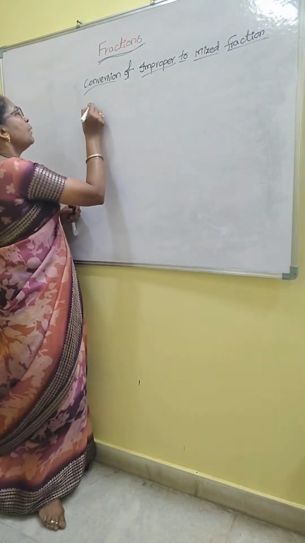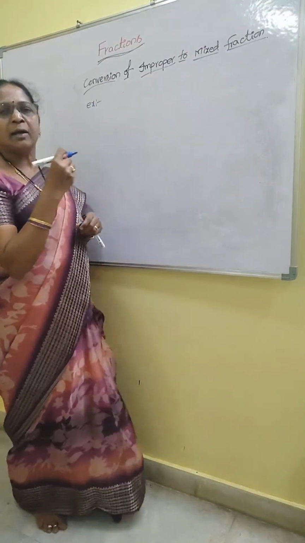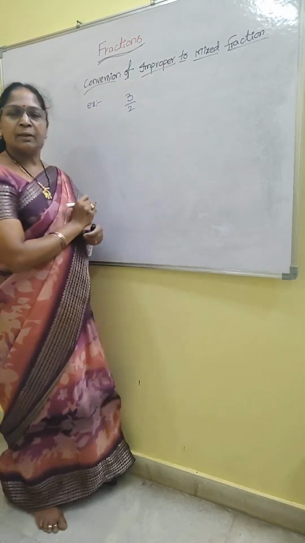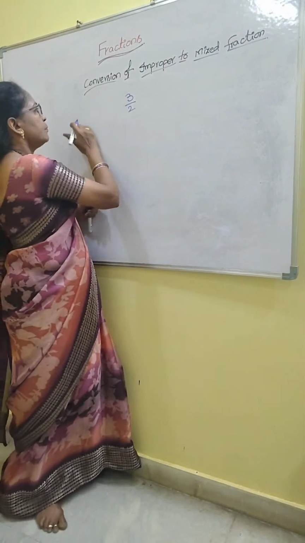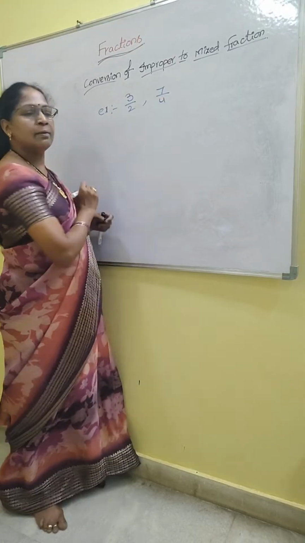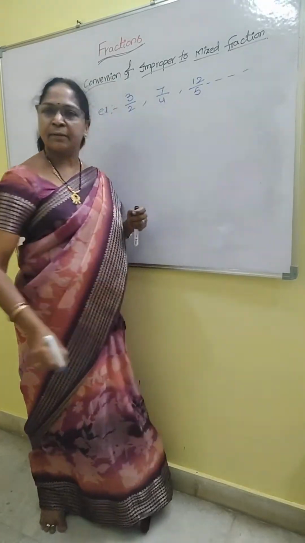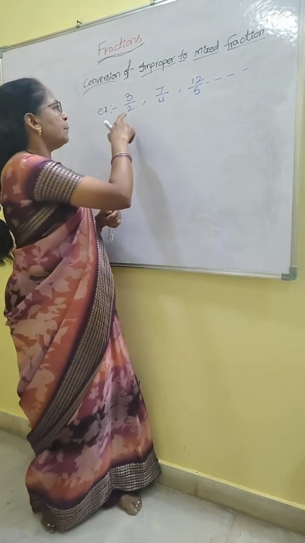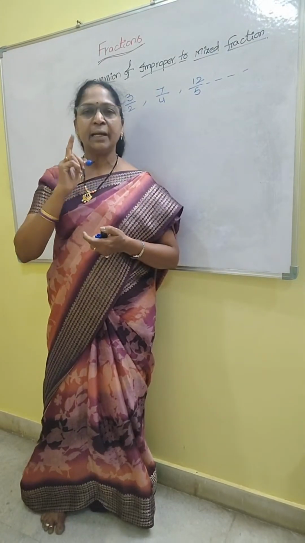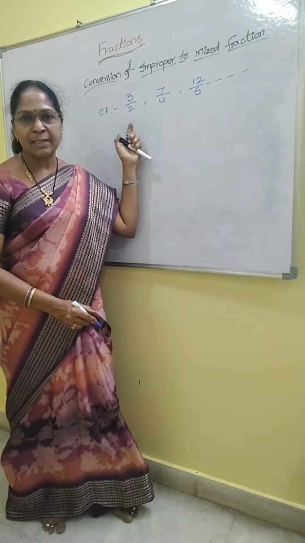Now here, for example, 1 1 by 2. This is a mixed fraction. Now we are learning improper to mixed. So 3 by 2 is an improper fraction. One more example here: 7 by 4, 12 by 5, like this. These are all improper fractions. That means the numerator is greater than the denominator. If the numerator is greater than the denominator, we call those fractions improper fractions.